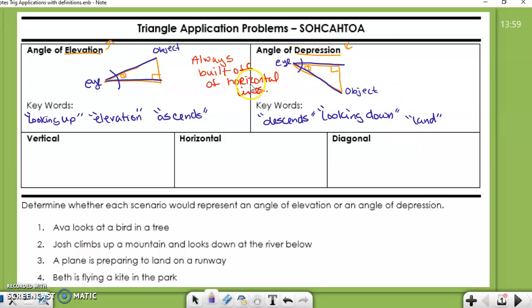We know that they're built off of horizontal lines. So we have to remember horizontal lines are flat like the horizon. Verticals are straight up and down. Diagonals can either rise or fall.